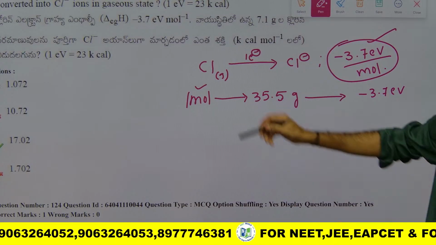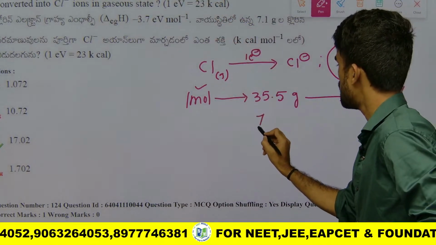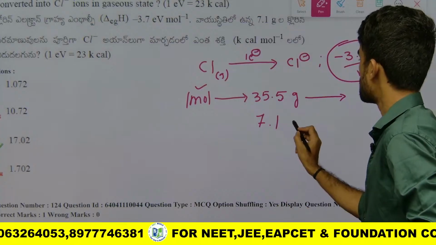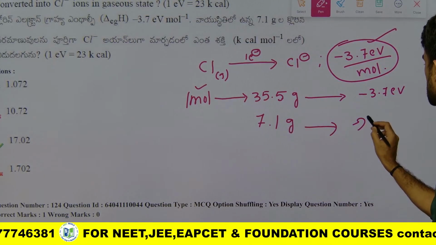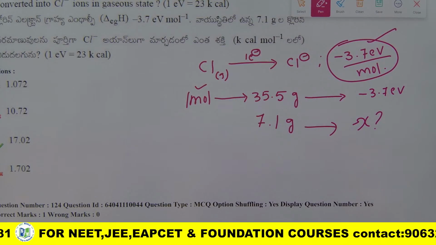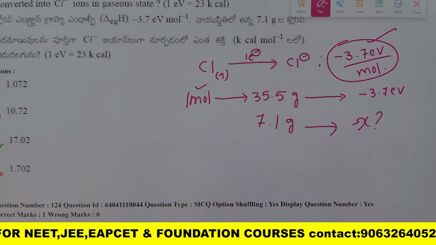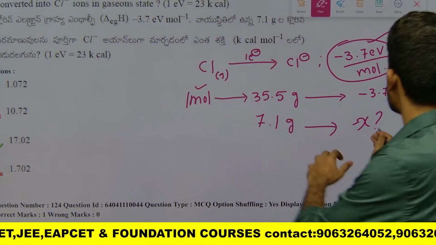Now what is the weight they have given? They have given 7.1 grams of chlorine atoms. Now how much amount of energy is released? This x value we need to calculate here. So now what I can do is just use the unitary method.